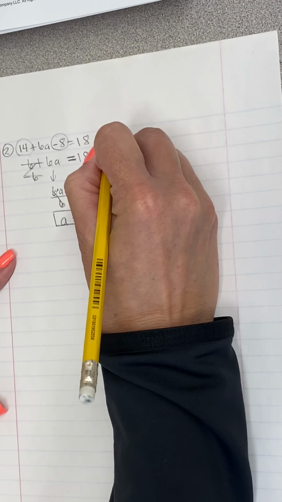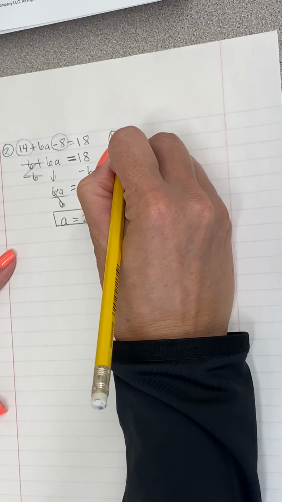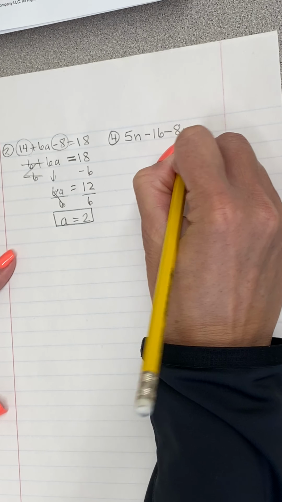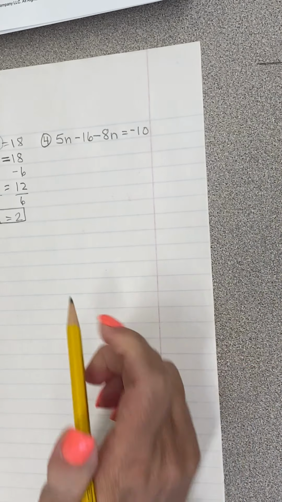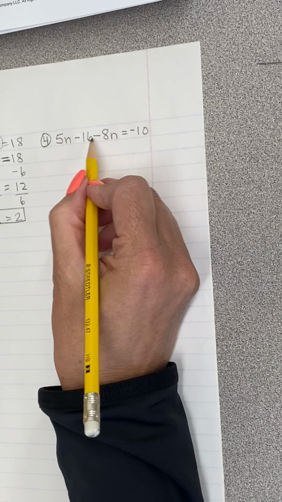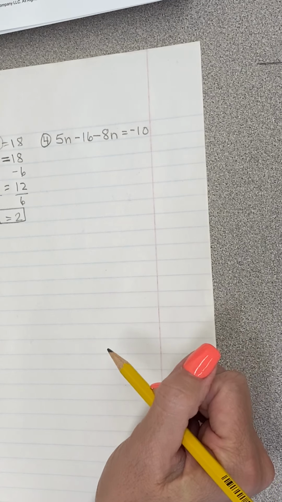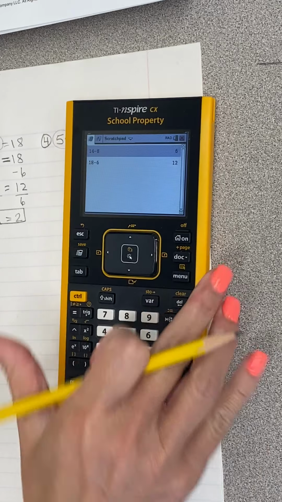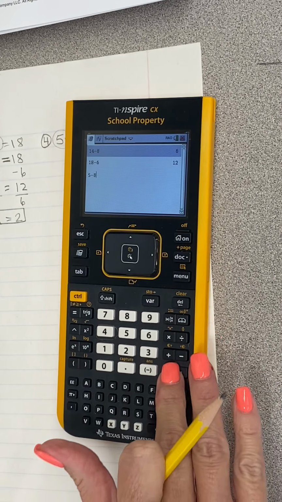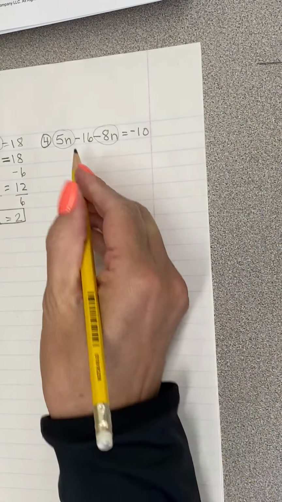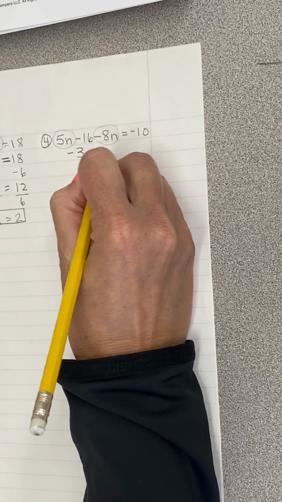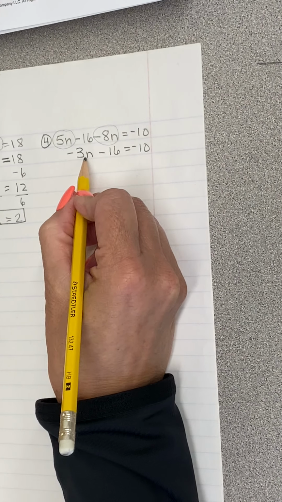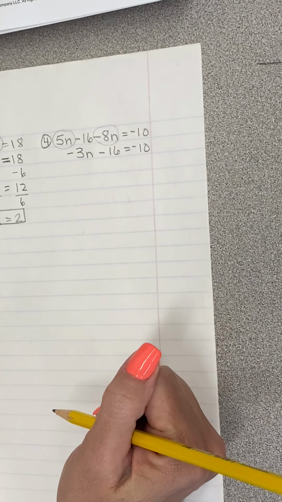Let me work number 4. 5n minus 16 minus 8n equals negative 10. Your like terms are 5n minus 8n. So 5 minus 8 equals negative 3. So negative 3n minus 16 equals negative 10.